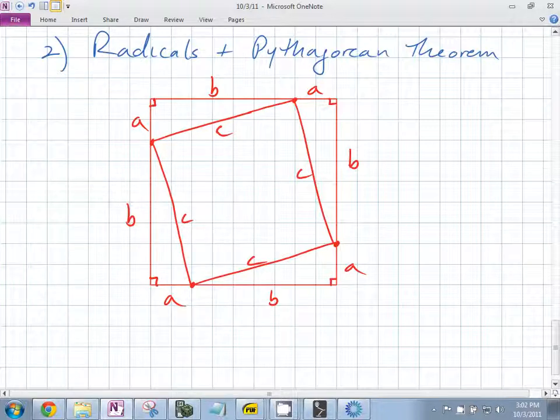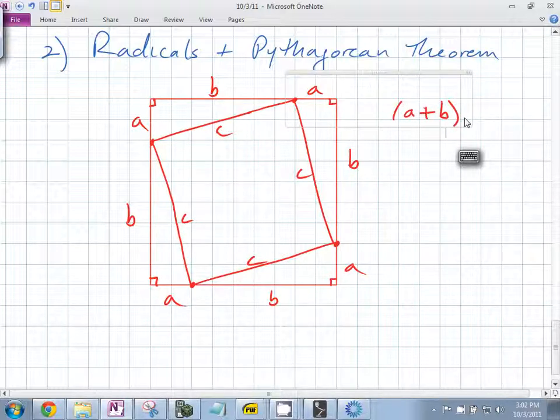That's nice. If you wanted to find the area, if that's one side length and that's a square, what's the area of a square? No, that's the perimeter. A plus B squared is the area. Do you agree with that? Okay, this is 90, right? Do you agree with that?